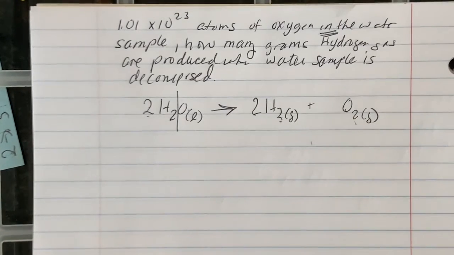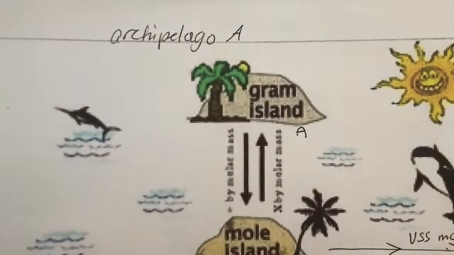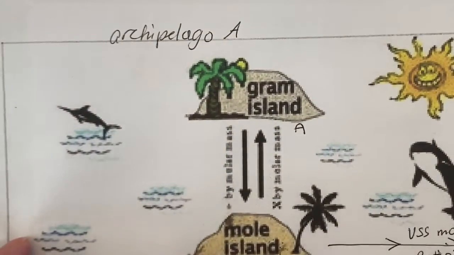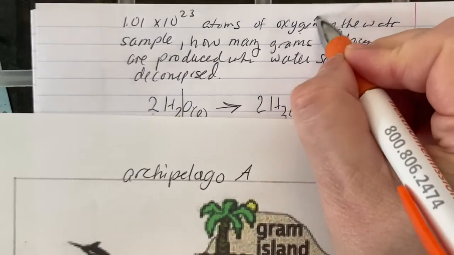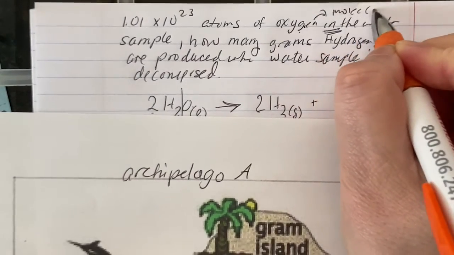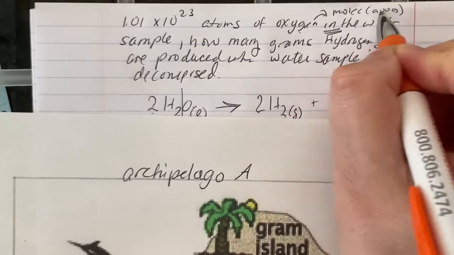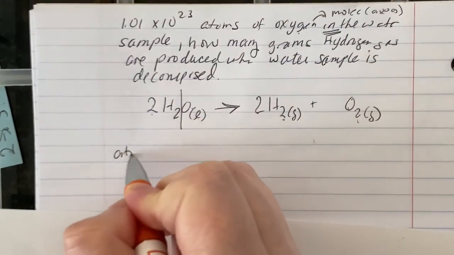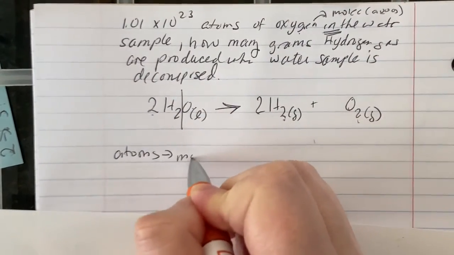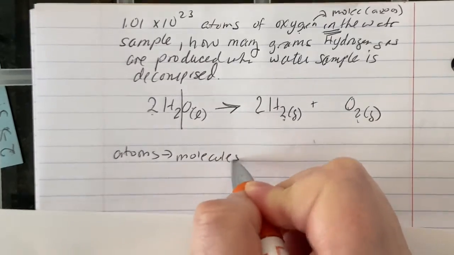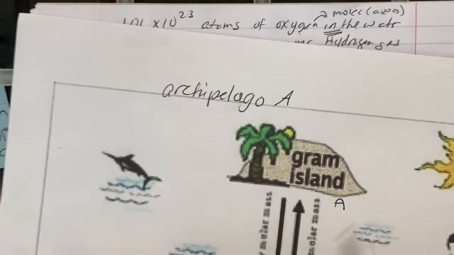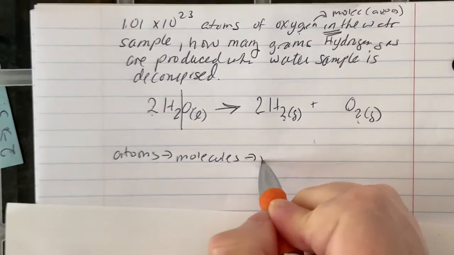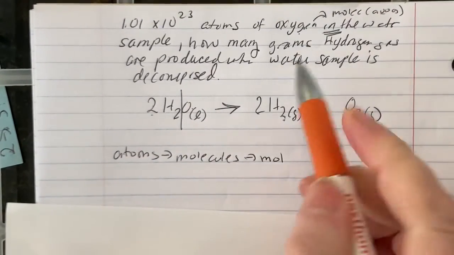When you look on your little mole island, atoms of oxygen is down here in particle island. But oxygen is a diatomic molecule, which means Avogadro's is going to give you molecules. So we have to go from atoms to molecules while we're still on that same island, atoms to molecules, and then we could use Avogadro's to get from molecules to moles. And what are we trying to find?